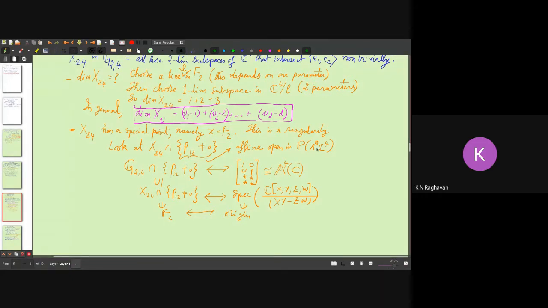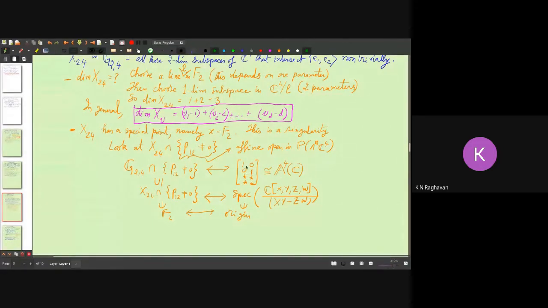Affine open in this projective space, as I've said. And it's not difficult to see that this G24 intersect this affine space is actually itself an affine space. So remember, this projective space is of dimension 6. So this affine space in P12 not equal to 0 here is dimension 6. But here, when I intersect it with G24, it's of dimension 4.